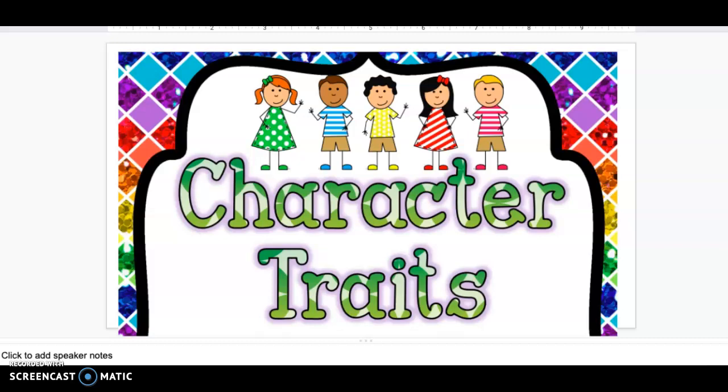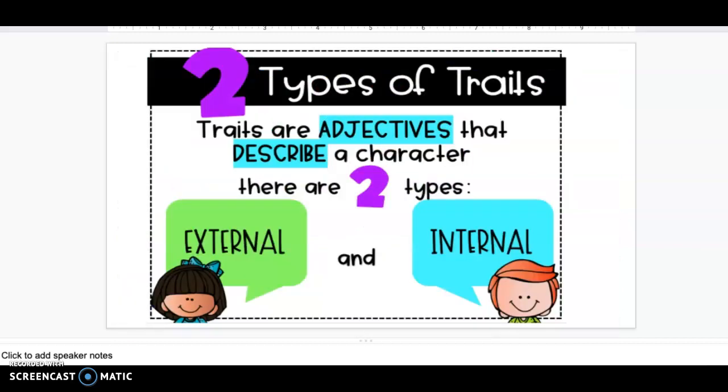All right, third graders, we are going to work more on character traits. And yes, we have done this before, but that is okay. We are revisiting it. So last week we talked about two types of character traits, and that would be external character traits and internal character traits. Okay. So remember that traits are adjectives that describe a character.